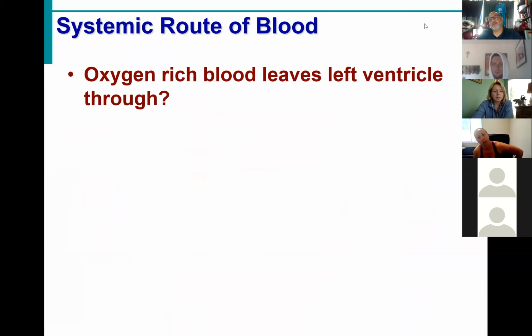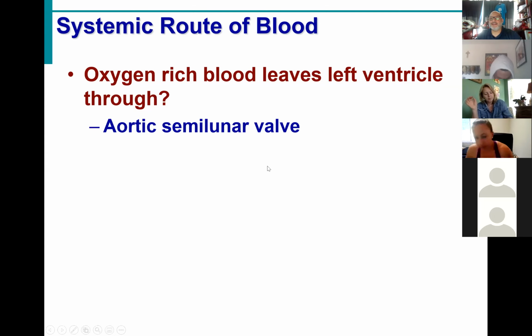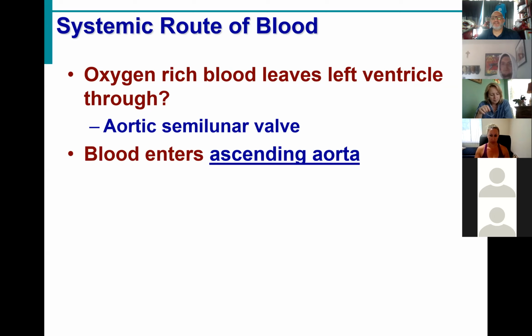Aortic valve. Okay, aortic valve is good, although could we be more descriptive? Aortic semilunar valve. Ah, okay. All right, so we have that aortic semilunar valve that it is going to pass through. And you're absolutely correct. From the aortic semilunar valve, what blood vessel does it feed into? Aorta. Although, what do we want to say? Ascending aorta. We want to say the ascending aorta.